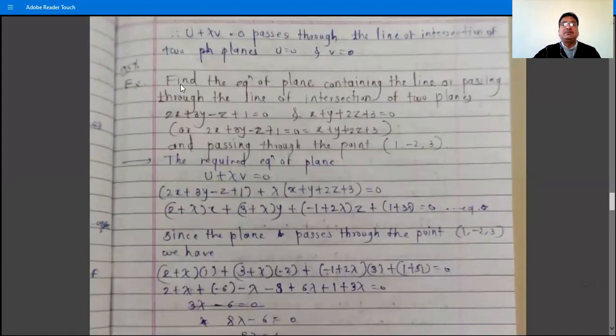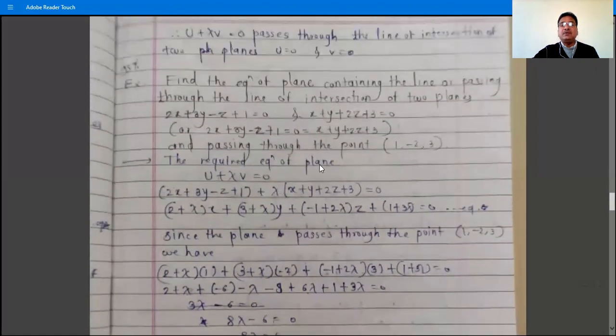So the problem is of the type: find the equation of plane containing the line or passing through the line. Both wordings are the same: containing the line or passing through the line of intersection of two planes, 2x + 3y - z + 1 = 0 and x + y + 2z + 3 = 0. And passing through this point, we have to find the equation of the plane containing the line, or passing through the line of intersection of these two planes.